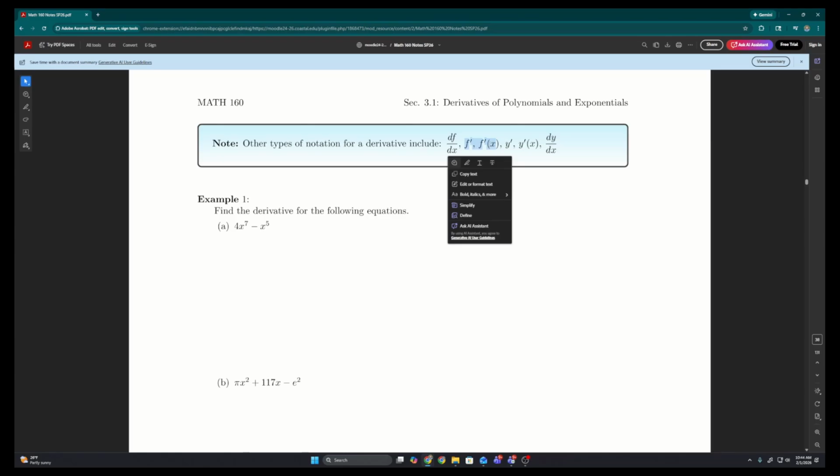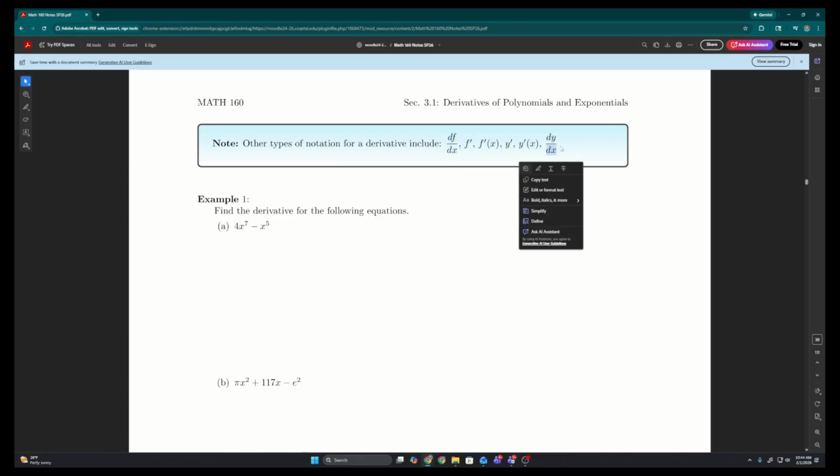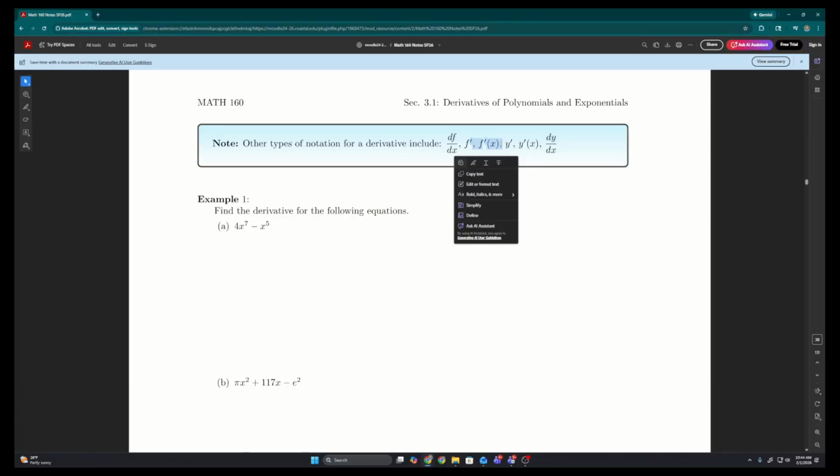And so it made the questions harder than they really needed to be because we were wrestling with this extra notation. But these are all the same thing. So if you see d over dx, dy over dx, or a prime, just think derivative. Okay, so if you see those notation pieces, you have to think derivative.